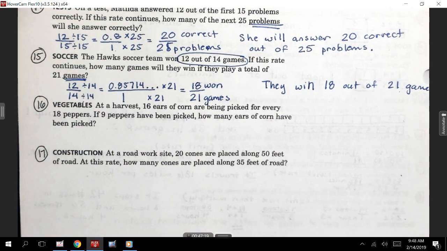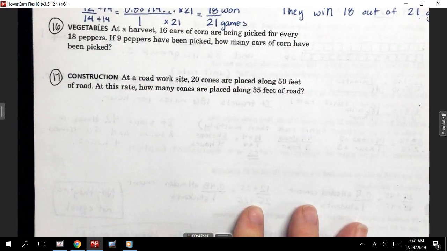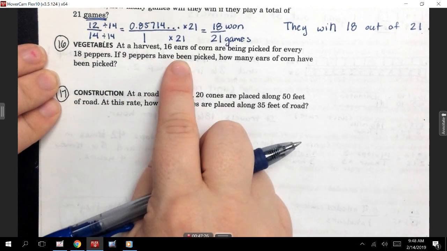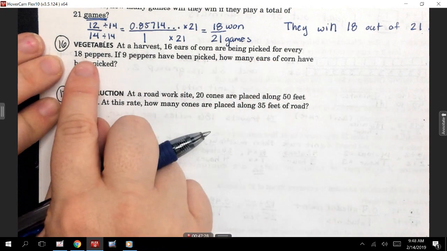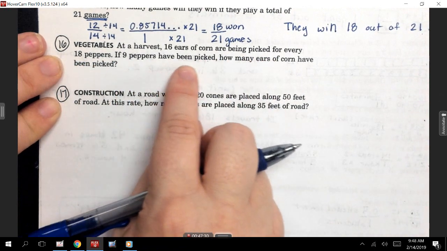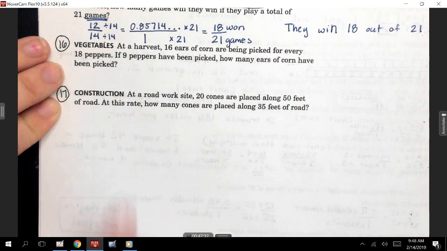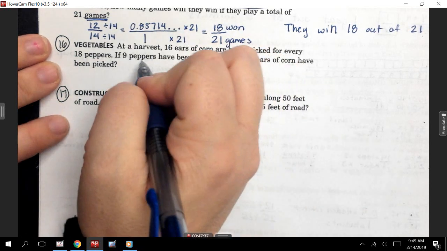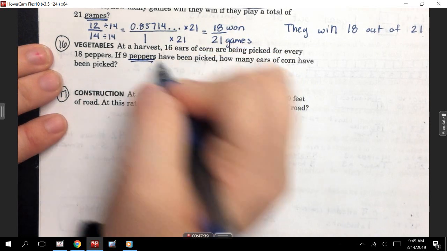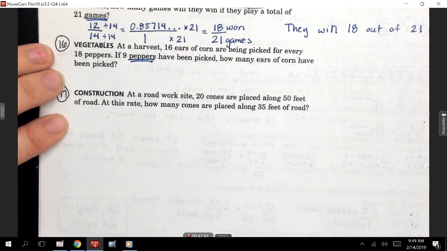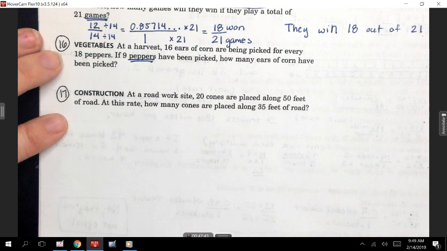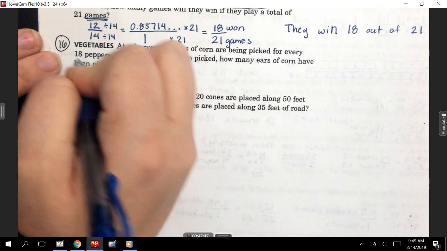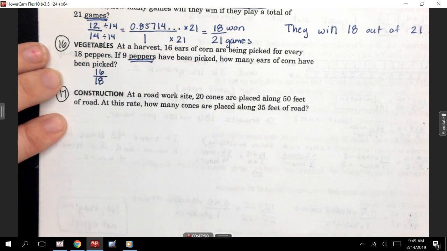All right. Number 16. At a harvest, 16 ears of corn are being picked for every 18 peppers. If 9 peppers have been picked, how many ears of corn have been picked? Makes me think of Peter Piper picked a peck of peppers. Okay. So in my question, it talks about peppers, which means peppers have to go on the bottom. Remember, if that's in the question, it goes on the bottom. So 16 will be on the top because that's my corn. 18 on the bottom because that's my peppers.